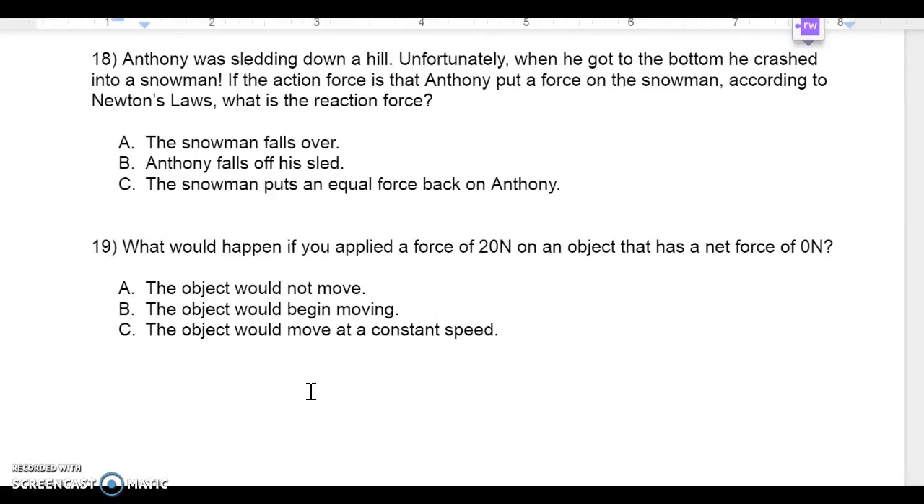Number 18, Anthony was sledding down a hill. Unfortunately, when he got to the bottom, he crashed into a snowman. If the action force is that Anthony put a force onto the snowman, according to Newton's law, what is the reaction force? A, the snowman falls over, B, Anthony falls off his sled, or C, the snowman puts an equal force back on Anthony.